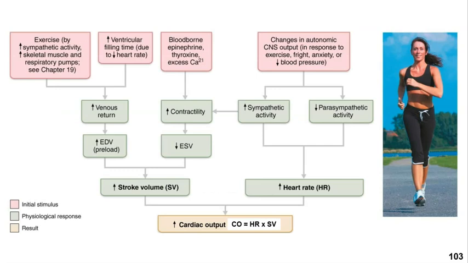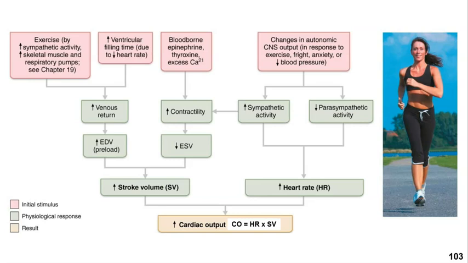So continuing our overview of this graphic, we see that there are several variables that influence cardiac output in different ways. Increased ventricular filling time, for instance, due to decreased heart rate, can serve to increase venous return, increase preload, as well as increase stroke volume and cardiac output.